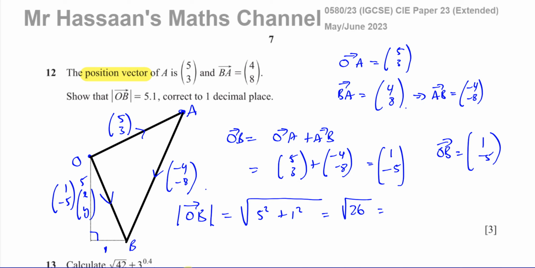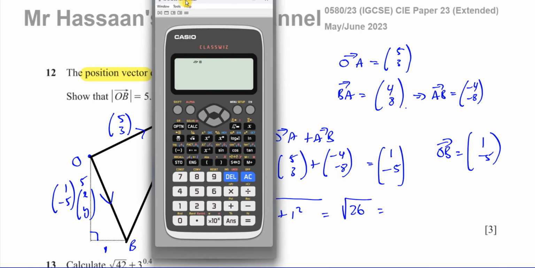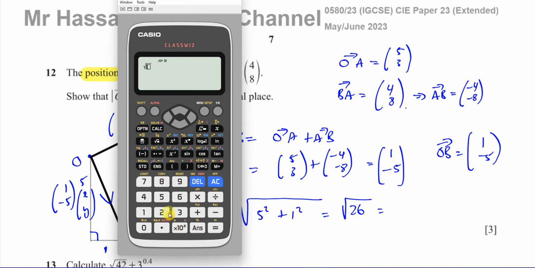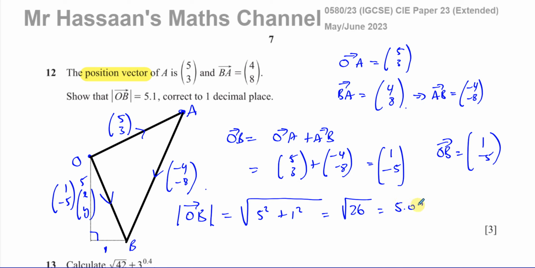So we can then work out what that is. Of course, it's 5 point something small because the square root of 25 is 5, so the square root of 26 is close to that. The square root of 26 is going to give you 5.0990, which rounds to one decimal place, as they ask us to round it, as 5.1. So that's the magnitude of O to B. That answers question number 12 on this paper.